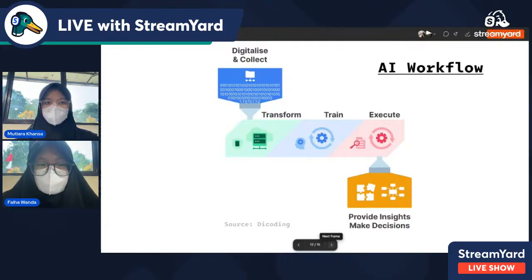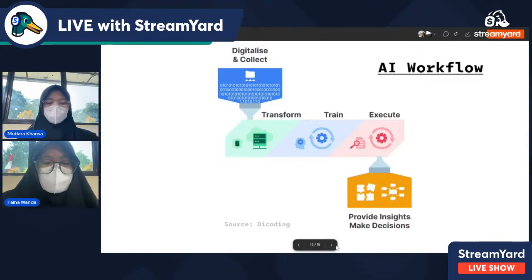The third step is train. This is the learning stage. Here, we choose the right algorithm and train the AI using the prepared data. The goal is to help the computer learn patterns from the data so that it can perform the required task by itself. After the training process is complete, we get a trained AI model that is ready to be used.